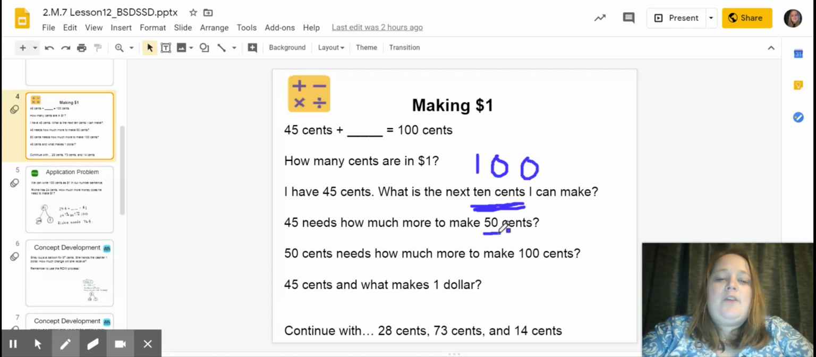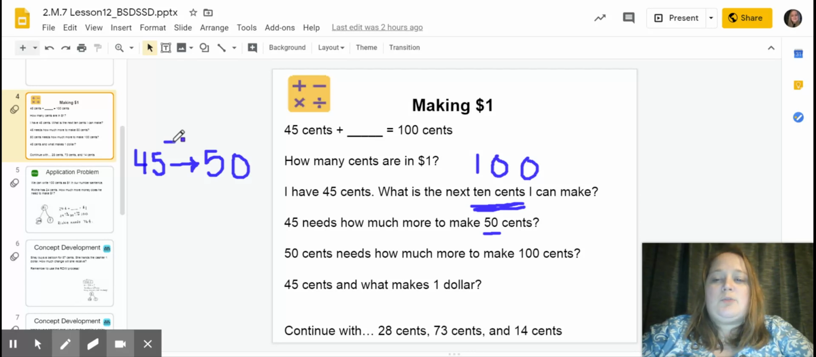So 50 would be my next 10, which would be a friendly number or a multiple of 10 or a benchmark number, and it ends in 0. So if I'm at 45, how many more do I need to get to 50? Good, I need 5 cents. So we can represent that. I could use a number line, I could use the arrow way, but I can take 45 and I'm going to get to 50. And the way that I'm going to get to 50 is I'm going to add 5 cents.